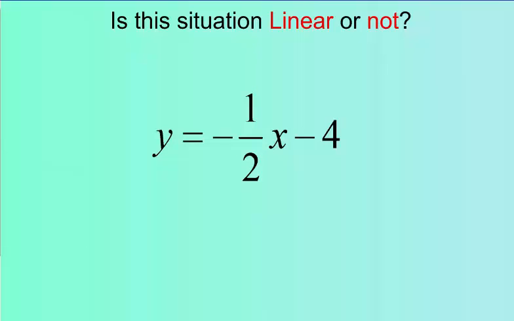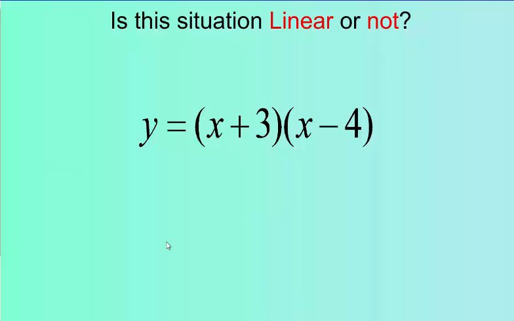Let's now look at equations. Remember, in order for something to be linear when you're looking at an equation, all the variables need to be to the first power, and the variables cannot be multiplied or divided by each other. In this case, both the y and the x are to the first power. They're not being multiplied by each other, so therefore this is a linear situation.